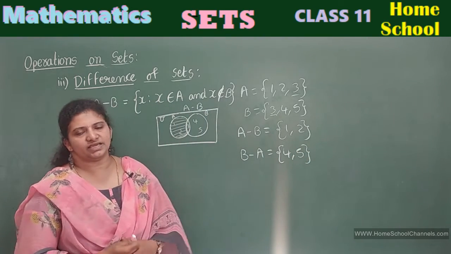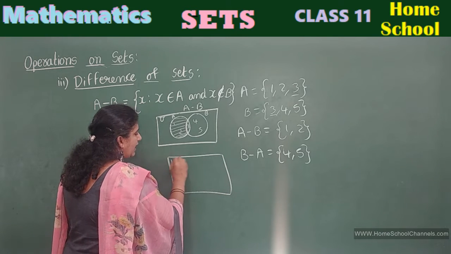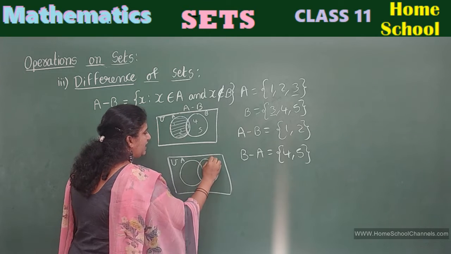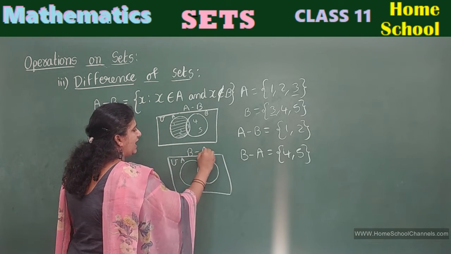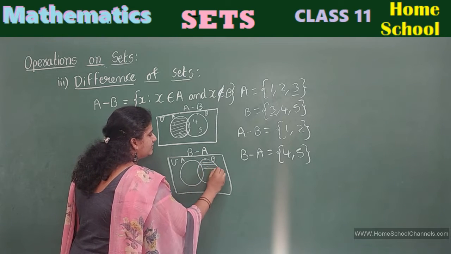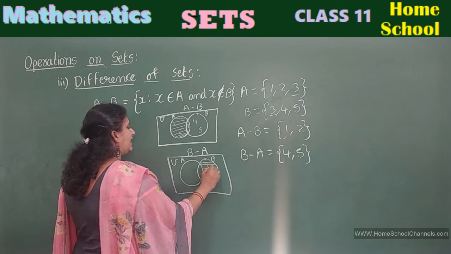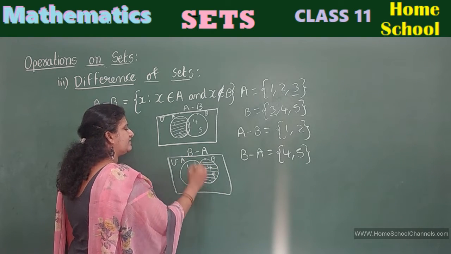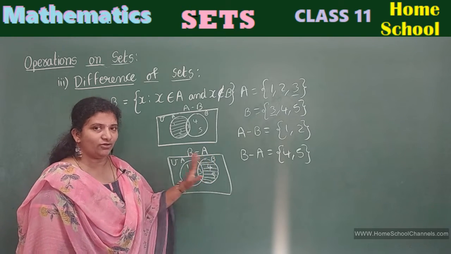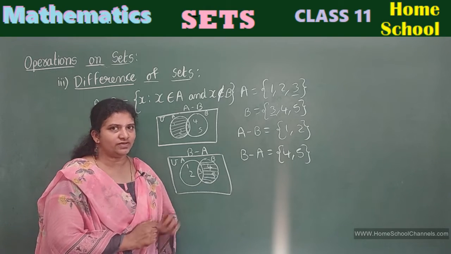Okay. B minus A. How are we going to show the Venn diagram? Rectangle, universal set, A, and this is B. B minus A. In the B circle, remove the A circle. This is the region where you need to shade. If you want, write the elements also like this. We write and shade only where you have 4, 5. There only you need to shade. This is nothing but the difference of sets.